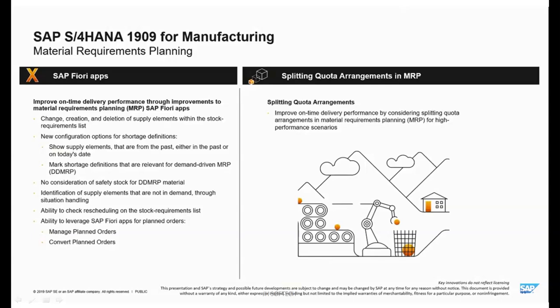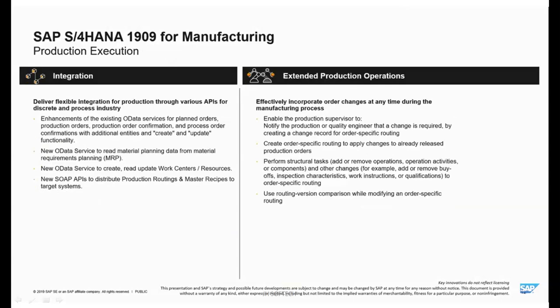Ability to leverage SAP Fiori apps for planned orders, manage planned orders and convert planned orders. Splitting quota arrangements in the MRP improves on-time delivery performance by considering splitting quota arrangements in the material requirements planning for high performance scenarios. The SAP S/4HANA 1909 manufacturing. In this we have two more things.